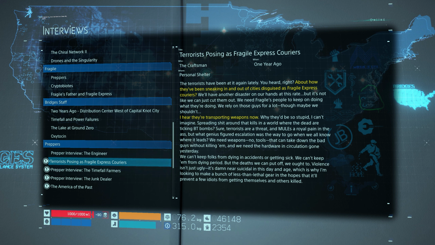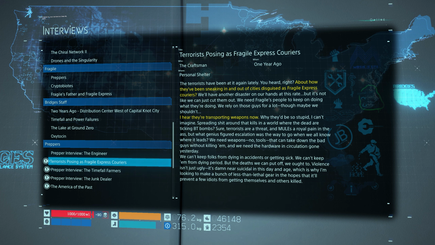I hear they're transporting weapons now. Why they'd be so stupid, I can't imagine. Spreading stuff around that kills in a world where the dead are ticking BT bombs. Sure, terrorists are a threat, and mules are a royal pain in the ass. But what genius figured escalation was the way to go when we all know where it leads?